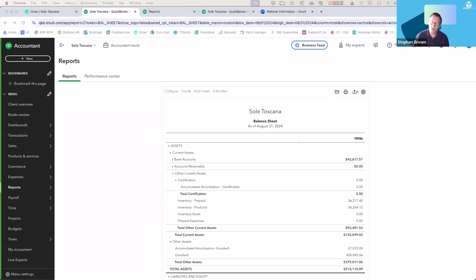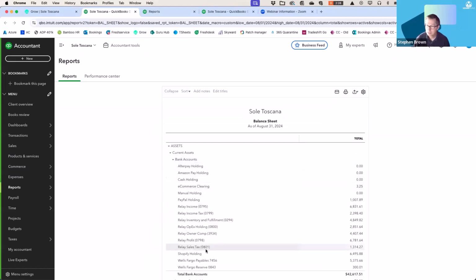Mark asked me a good question. I want to answer that. He was like, what is this Relay sales tax? So Relay is the bank that we're using for this business. It's a nice bank. We can recommend it. Also like Mercury, also an awesome bank.